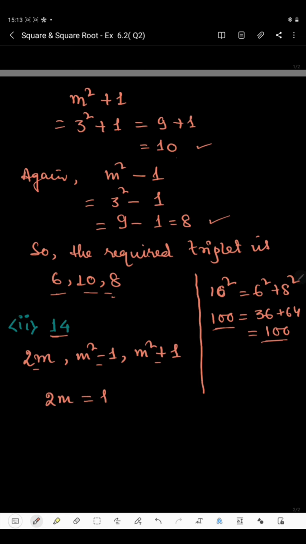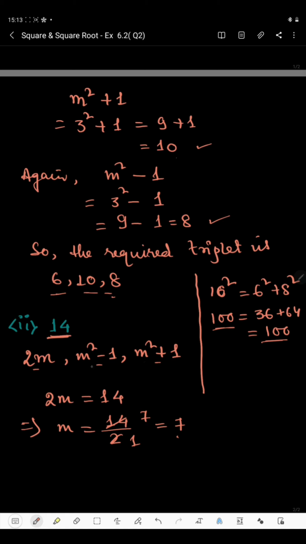So 2m will be equal to 14. 2m means 2 is multiplied by m, so what will be the value of m? It will be 14 divided by 2, which is 7, since 2 sevens are 14. So the value of m is 7. This is not a member of the Pythagorean triplet; this is the value of m. One member of the Pythagorean triplet is given, which is 14.